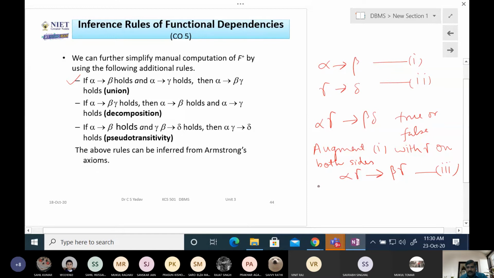What will we do in second step? Because with the help of these two dependencies, we have to derive this thing.